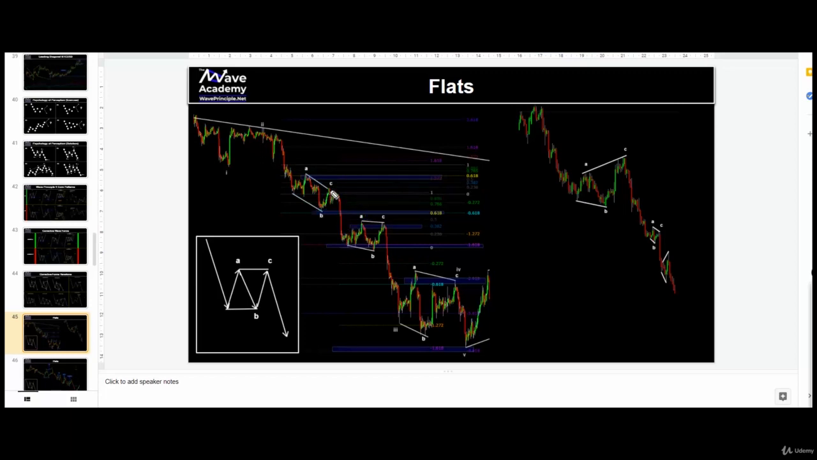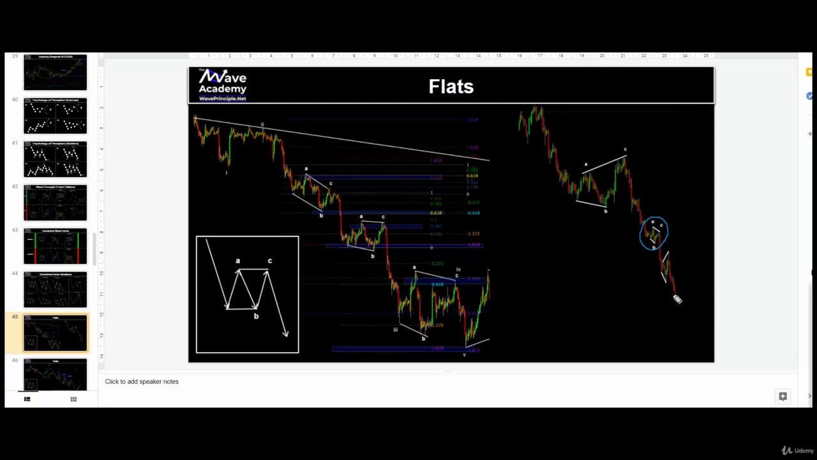It goes down. After this impulse that you can see, 1, 2, 3, 4, 5, you get our face movement up, A, B, and C. This is also a running flat because C didn't make a new high, but it's our N. And later on we have another 1, 2, 3, and then it goes down. Another running flat.